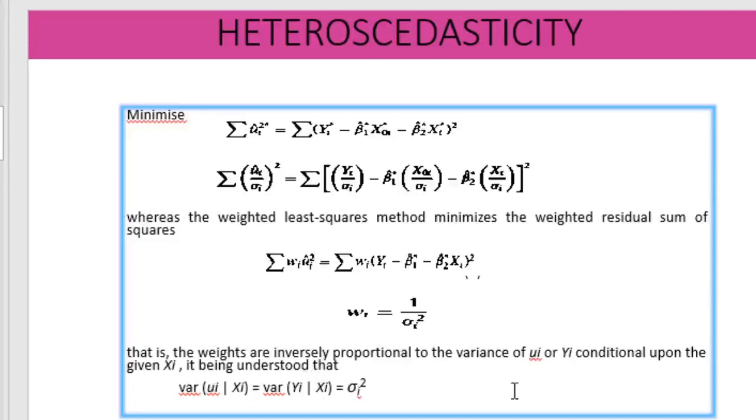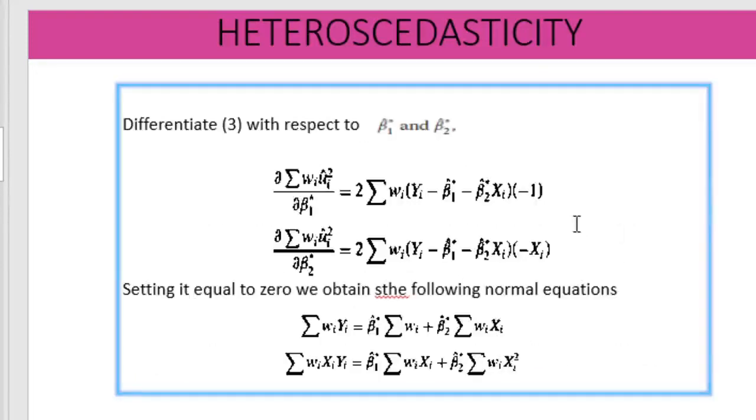That is, the weights are inversely proportional to the variance of ui, or of yi, conditional upon the given xi. That is, variance of ui given xi equals variance of yi given xi equals sigma i square. Then differentiate the above equation with respect to beta 1 cap and beta 2 cap. The procedures are the same. We will get the normal equations like this. Here there will be a weight; in the earlier equation it was beta 1 cap only, here there will be a weight.